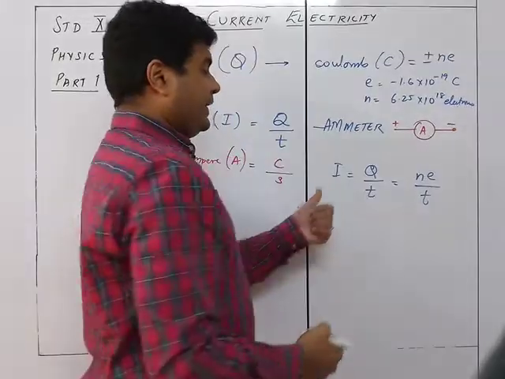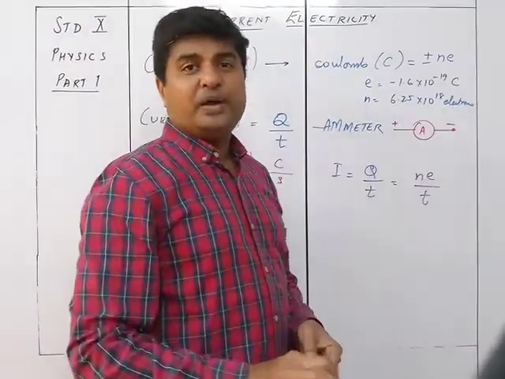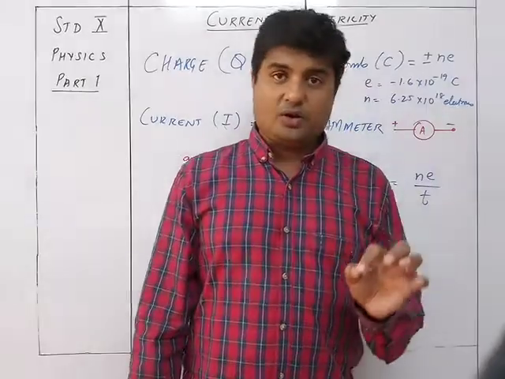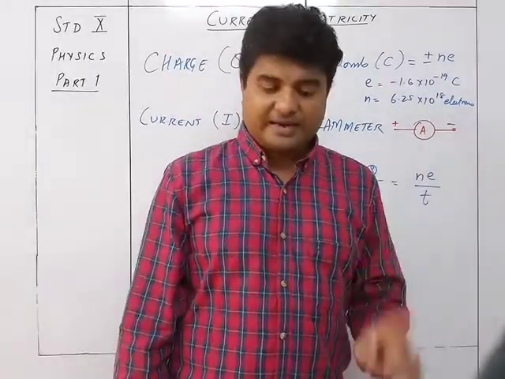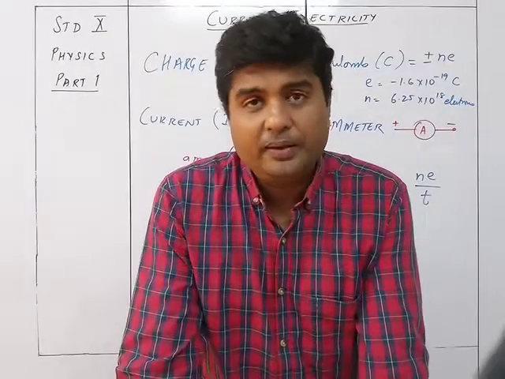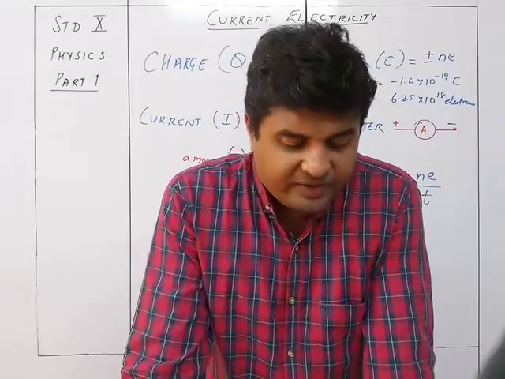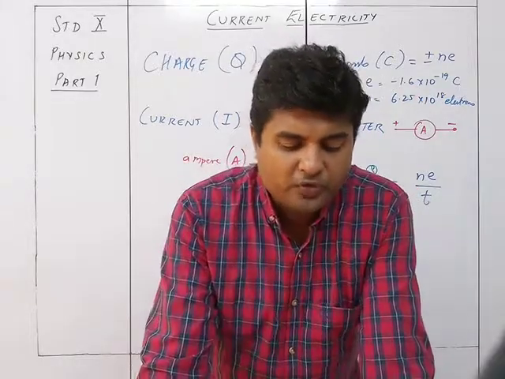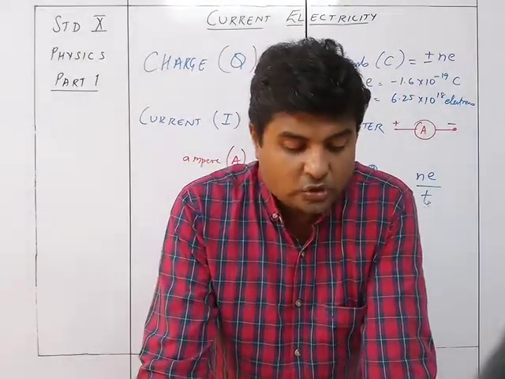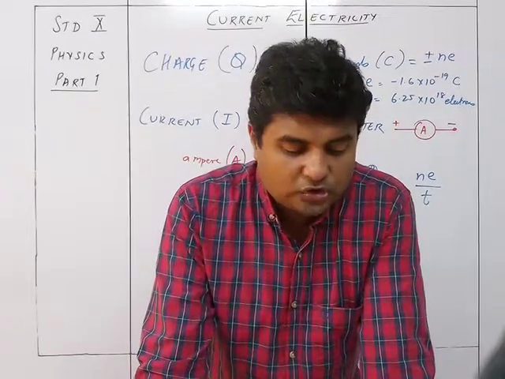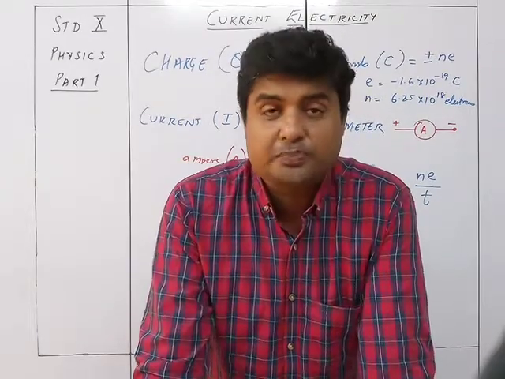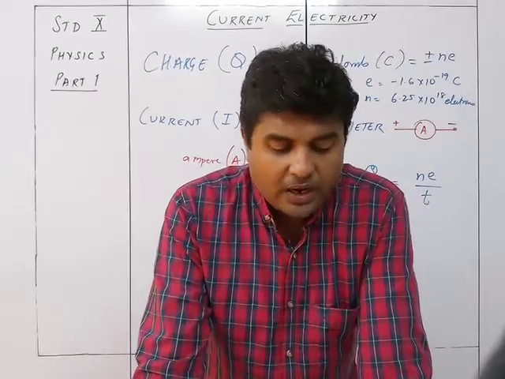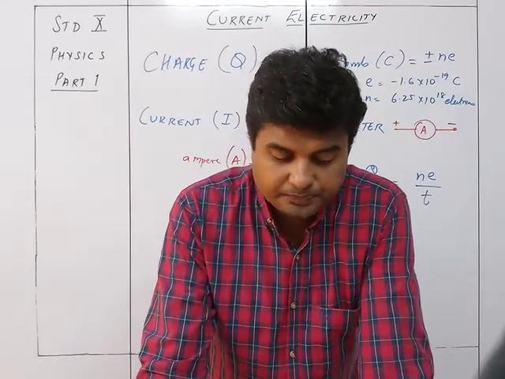So what will be 1 ampere of current? When 6.25 into 10 raised to 18 electrons pass through a conductor in 1 second, then the current flowing through it will be 1 ampere. Since 1 coulomb charge is carried by 6.25 into 10 raised to 18 electrons, if 1 ampere current flows through a conductor, it implies that 6.25 into 10 raised to 18 electrons pass in 1 second across the cross section of the conductor.